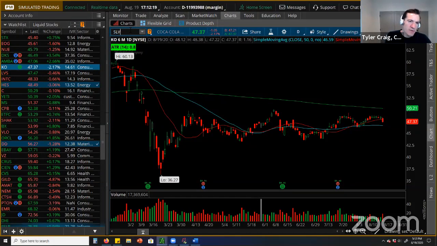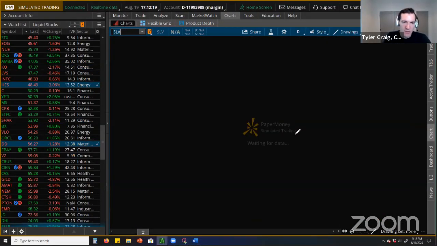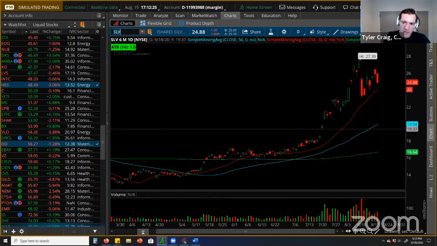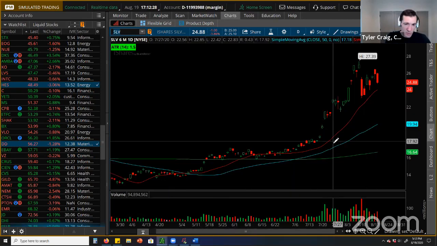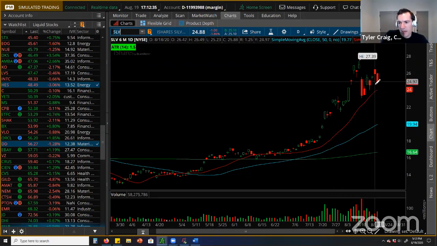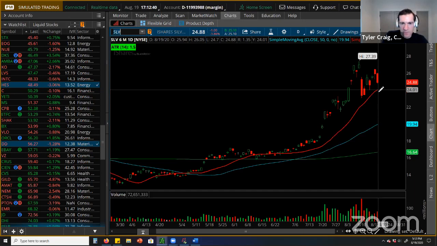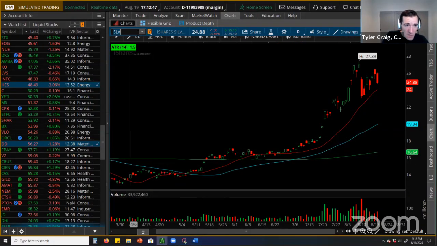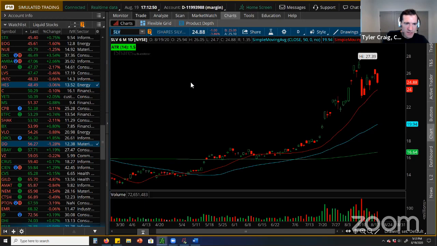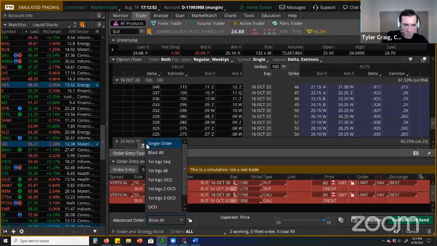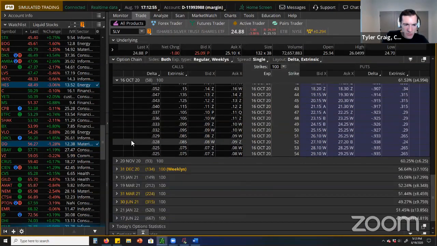So how about SLV? How about silver? If I look at the chart of SLV, that looks not neutral, but bullish. It's in an uptrend. It's cheap at $25. And so let's say that I believe over the next month, silver is going to continue to be somewhat bullish. So I'm going to sell a put. Okay, I want to sell a put in SLV. So I'm going to come here to the trade tab.